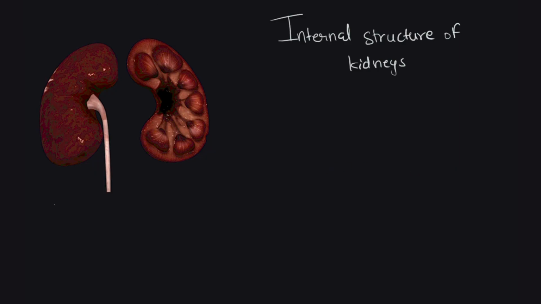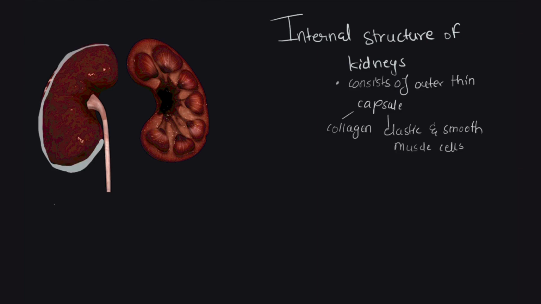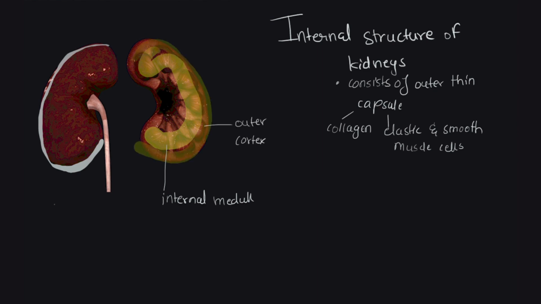The internal structure of the kidney consists of the outer layer of the capsule. Now, this capsule is made up of connective tissues, which can be in the form of elastin, smooth muscle cells, or collagen. Inner to that, we have the internal medulla, and then we have the outer cortex.